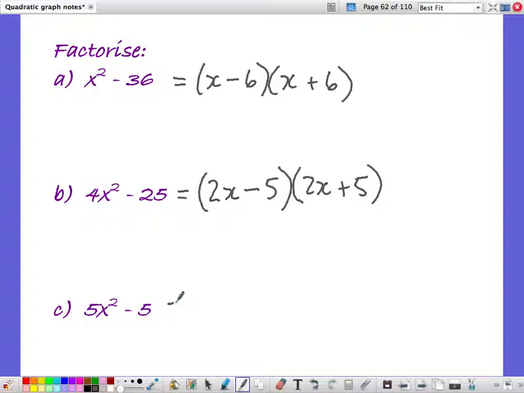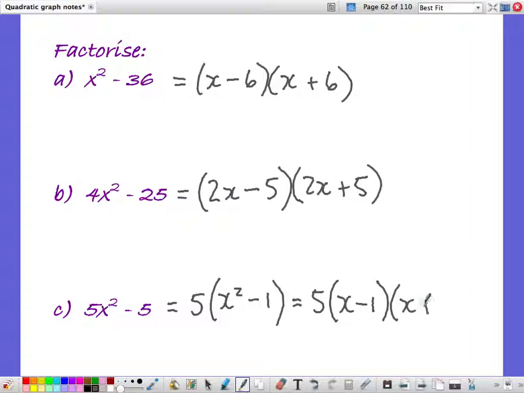And finally, the last example, 5x squared minus 5. Well, the trick here is, if you see a common factor, take that out first. So 5 is the highest common factor, which leaves us with x squared minus 1. Then we recognise that there's something squared, x squared, minus something else squared, which is 1 squared. So we can write that as 5 outside, x minus 1, x plus 1. And that's how we factorise using the difference of perfect squares rule.